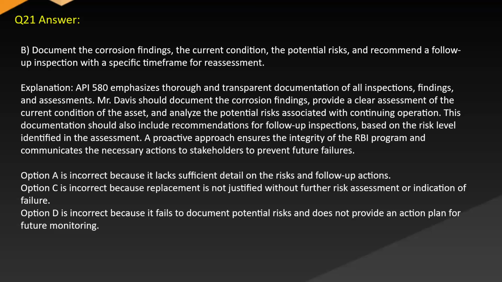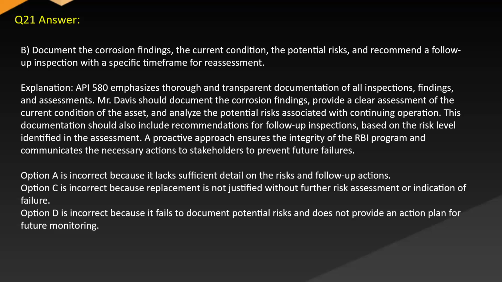This documentation should also include recommendations for follow-up inspections, based on the risk level identified in the assessment. A proactive approach ensures the integrity of the RBI program and communicates the necessary actions to stakeholders to prevent future failures. Option A is incorrect because it lacks sufficient detail on the risks and follow-up actions. Option C is incorrect because replacement is not justified without further risk assessment or indication of failure.